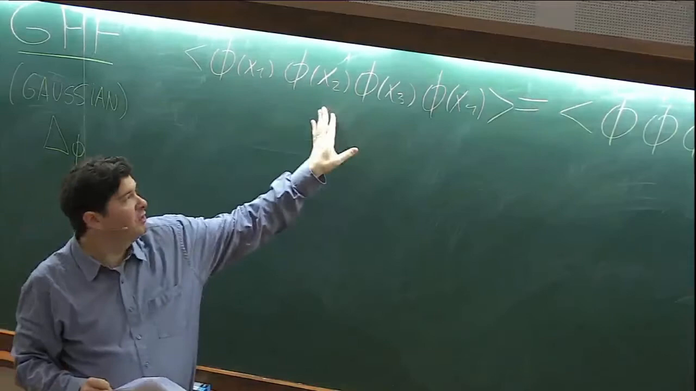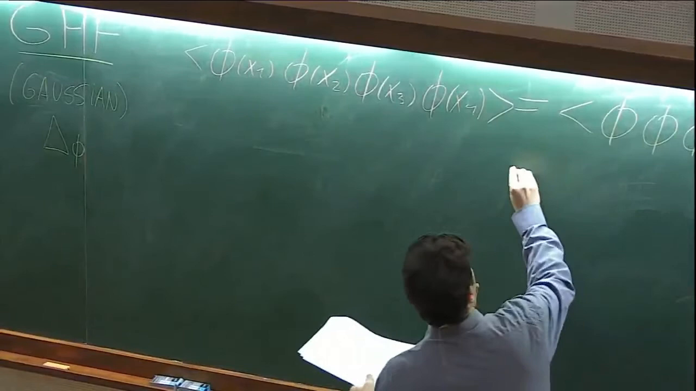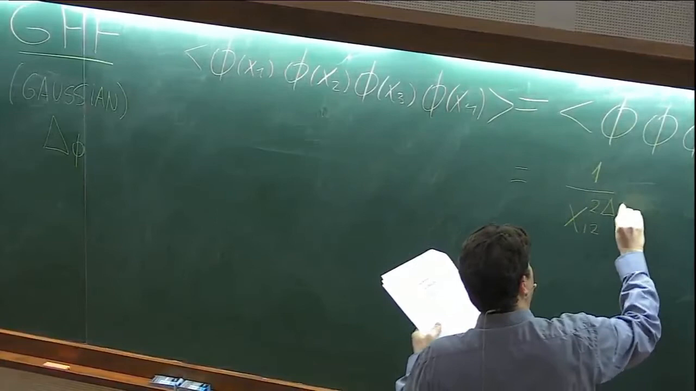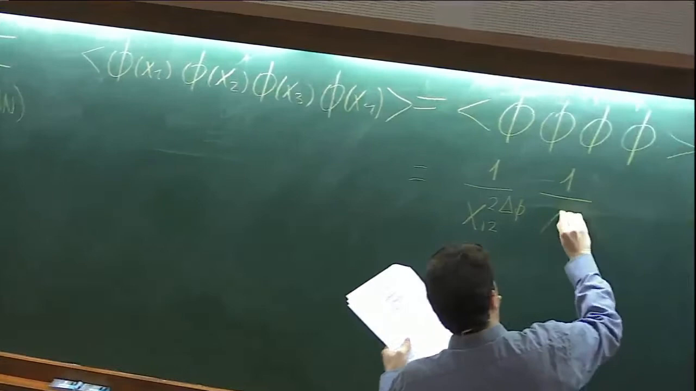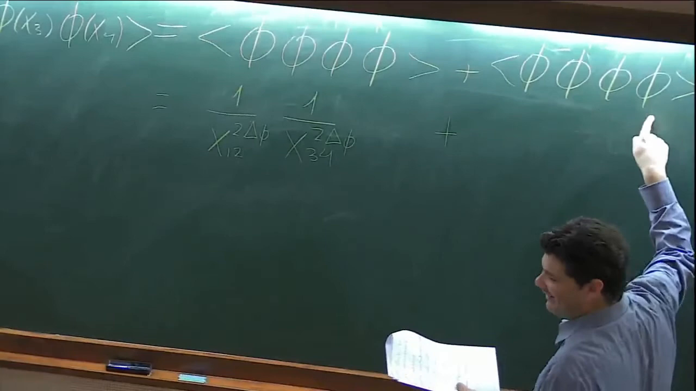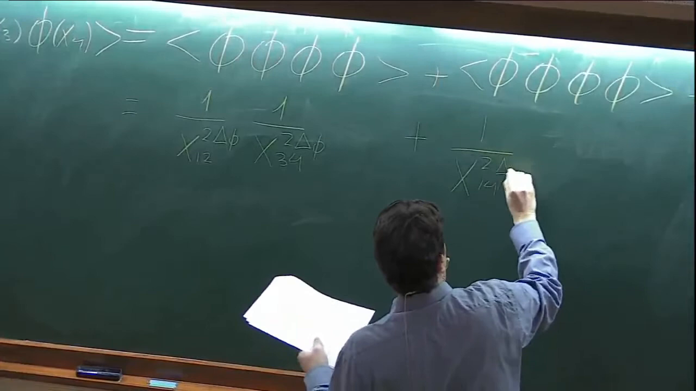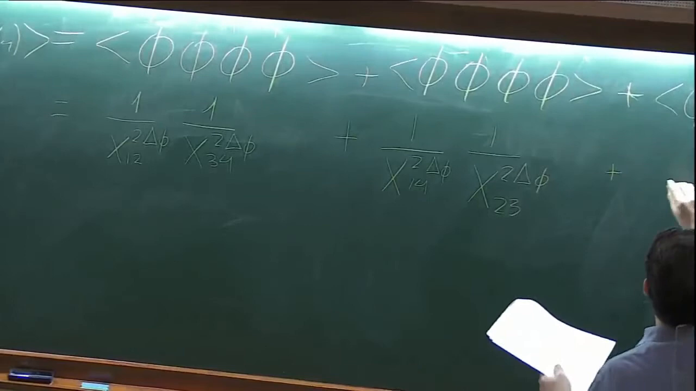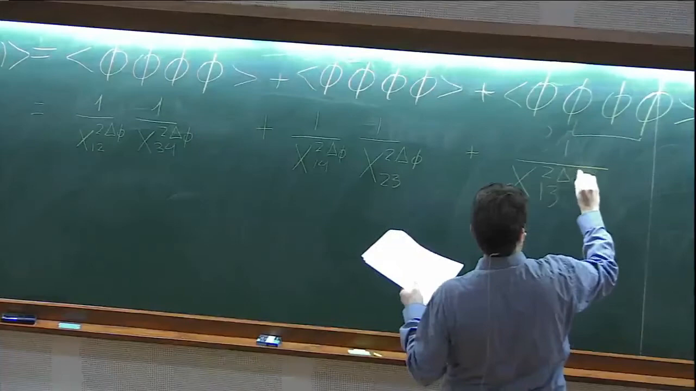Now, this is quite cool. Remember that the Wick contraction, if you have it here, gives you a factor of 1 over x 1 2 to the 2 delta phi, right? And this Wick contraction gives you 1 over x 3 4 to the 2 delta phi. Here it is 1 with 4 and 2 with 3, right? So it's 1 over x 1 4 to delta phi, 1 over x 2 3 to delta phi. And finally, we have this one, which is x 1 3 to delta phi, x 2 4 to delta phi.